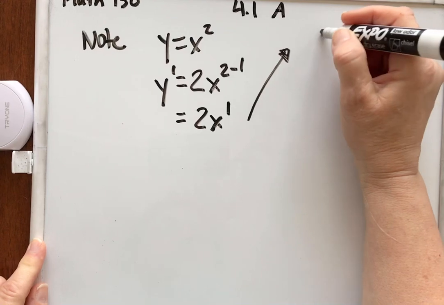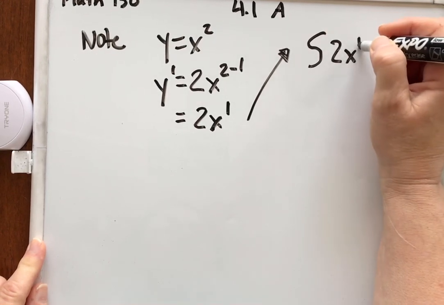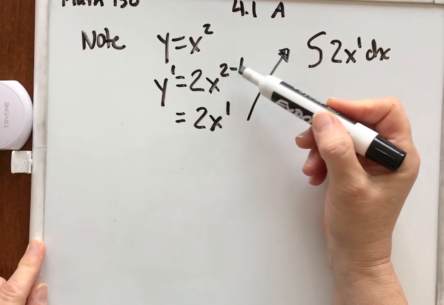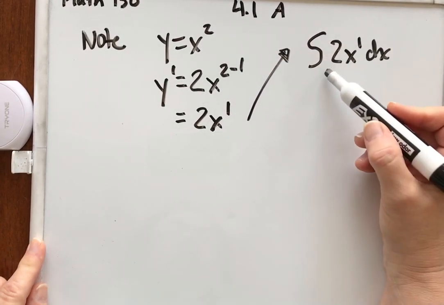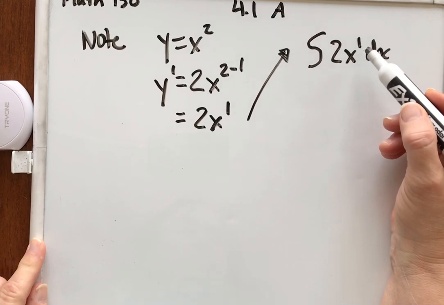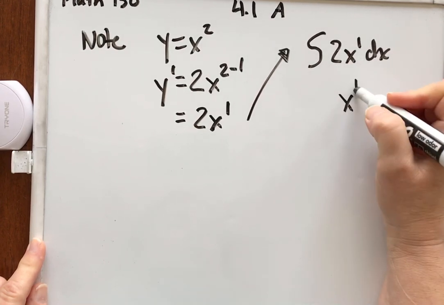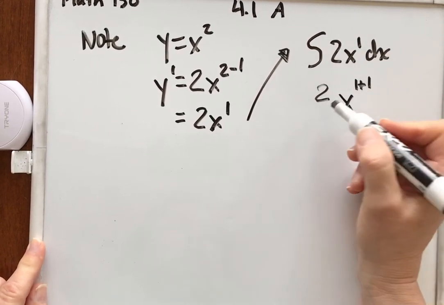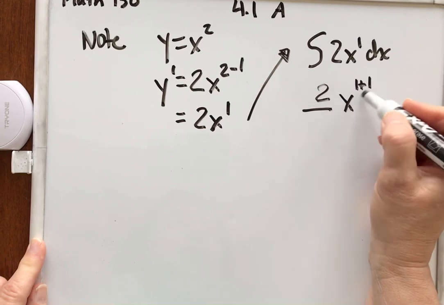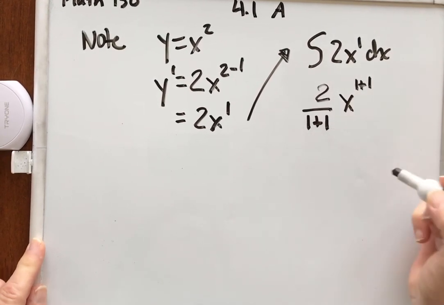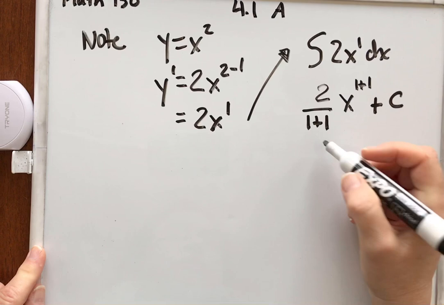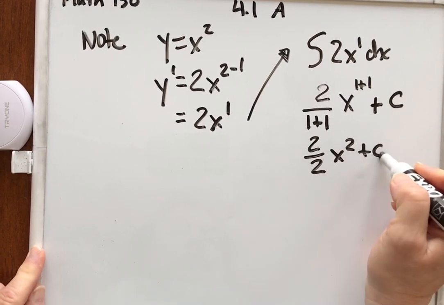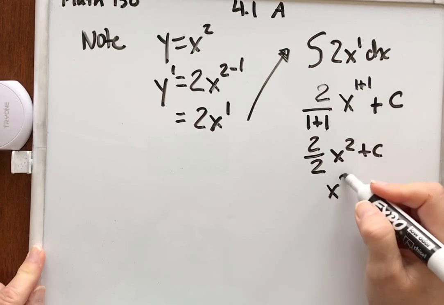Okay, so if we integrate 2x to the 1 dx, notice here when we took the derivative, we subtract 1. So when we integrate, we're going to add 1. Okay, so we add 1 to our exponent. We keep our 2, and then what we do is we divide by what we have right here, plus c. So let's look at this. This just becomes 2 over 2 x squared plus c, and that just becomes x squared plus c.